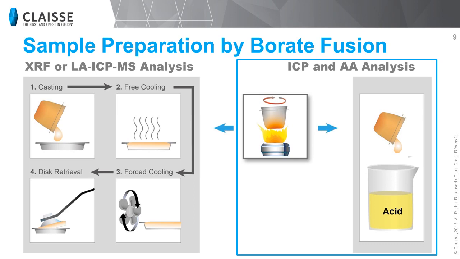Now, once your sample is dissolved into the molten borate flux, you have two options. You either pour your mixture into a platinum-gold casting mold to have a glass disc to be analyzed by XRF, or you pour your hot melt into the diluted acid solution. Then the diluted acid is volumetrically adjusted to get the same acid concentration as used on the ICP.